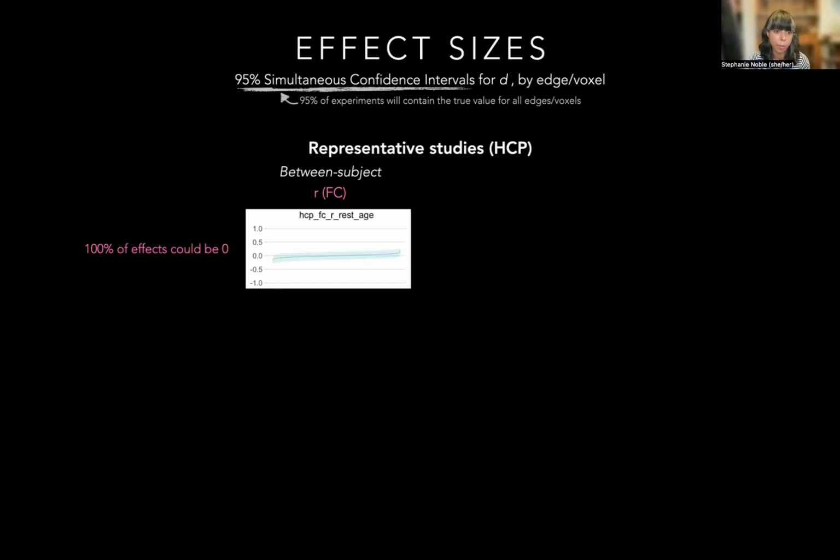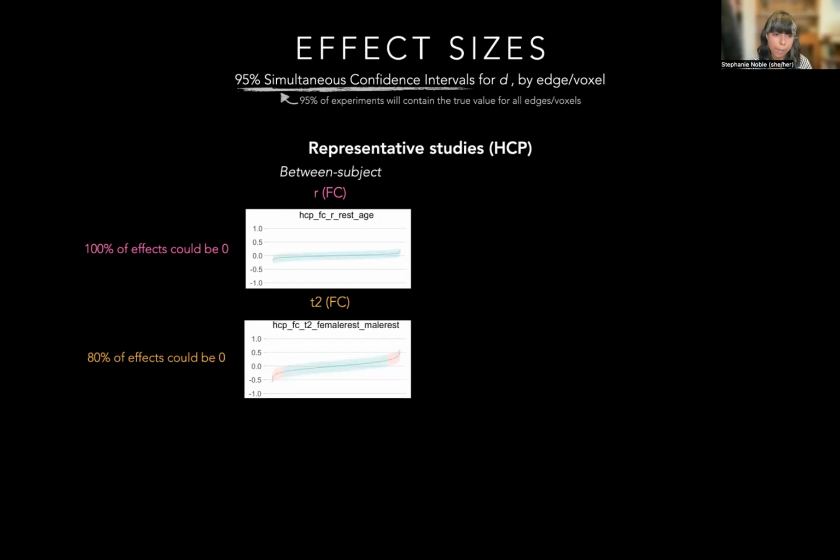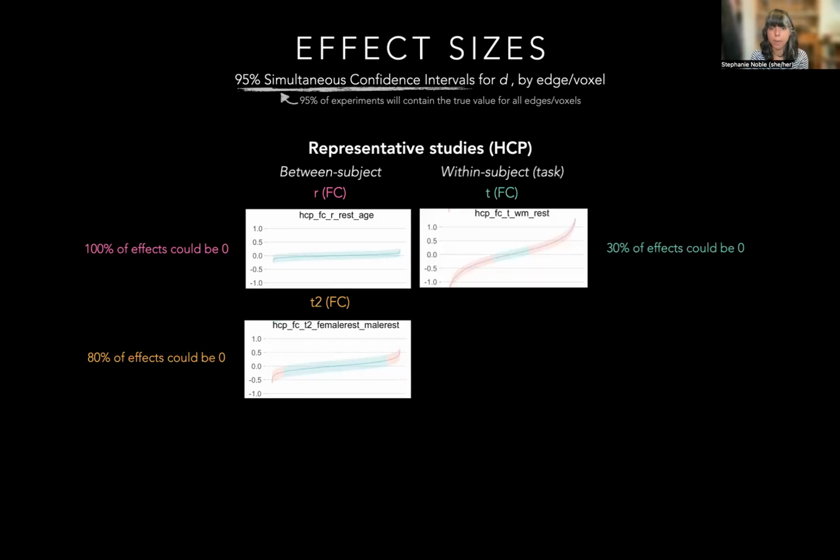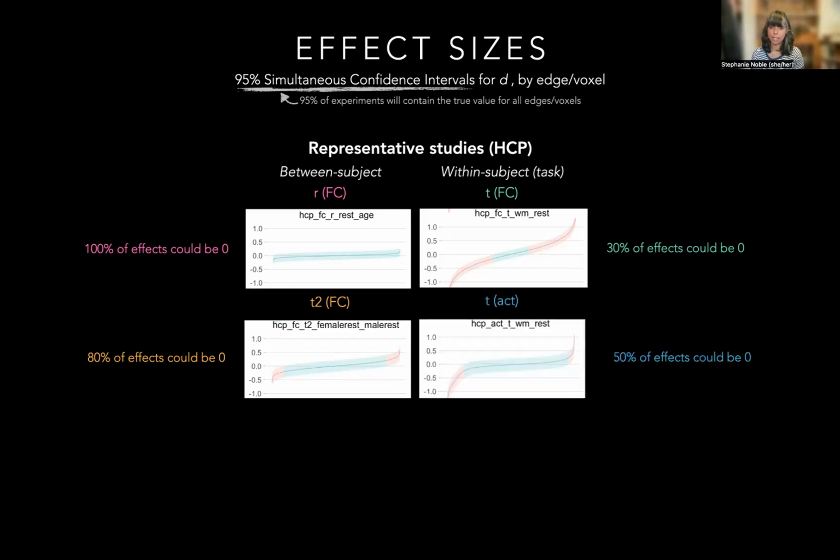Here we find 100% of these effects contain 0, so they could possibly be 0. Here for a group contrast, in this case female rest versus male rest, we find that 80% of these effects could be 0. In the within subject context, we can look at a task rest contrast in functional connectivity, where we see that 30% of the effects now could be 0, so a smaller number of effects. And in a task-based activation, working memory compared to essentially a rest, about half of those effects could be 0.